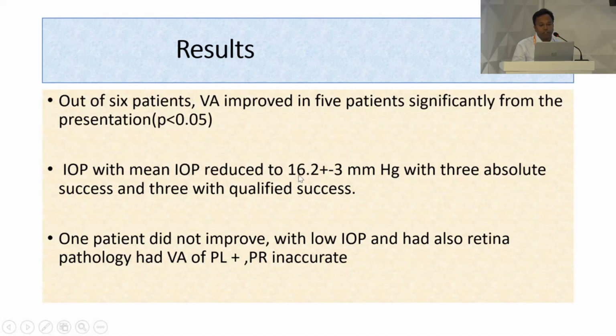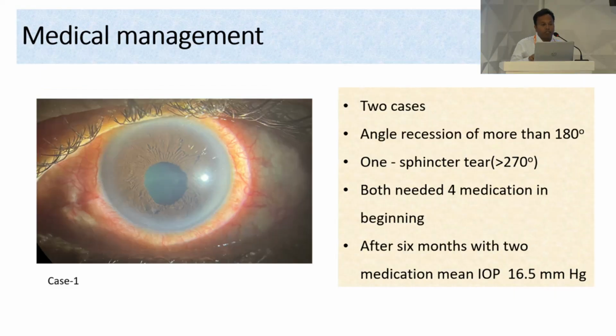Out of 6, vision improved significantly from presentation in 5. IOP also reduced to 16.2 mm mercury, with 3 absolute success and 3 with qualified success. 1 patient did not improve, with persistent low IOP and also retinal pathology, visual acuity PL plus, PR inaccurate, post-op.